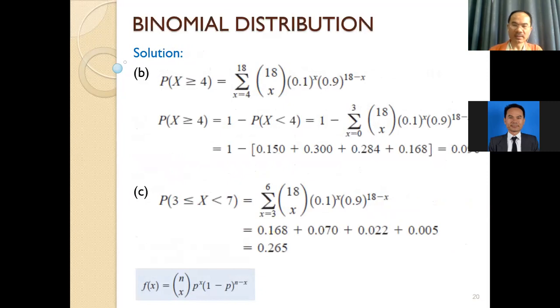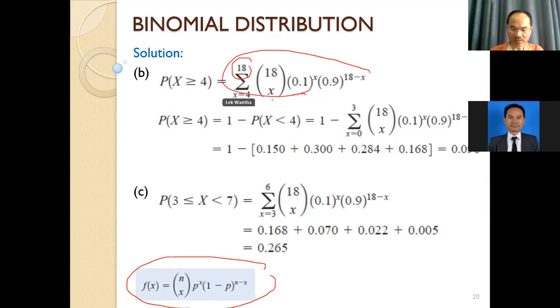Okay, from the definition, the probability that x is greater than 4 will be the summation from x equal to 4 until 18 of 18Cx, p power x, 1 minus p power n minus x. That's right, from this formula. But from the definition for this case, the probability that x is greater than or equal to 4 equals 1 minus the probability that x is less than 4. You can use this, or you can use this.